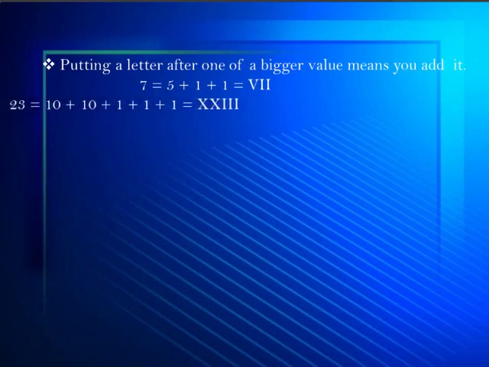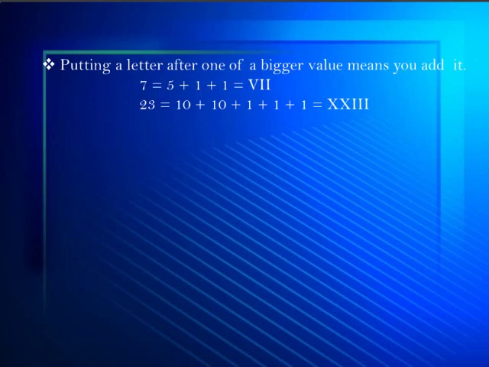How do you break up this number? 10 plus 10 plus 1 plus 1 plus 1. So for 10 you will write X, and for the other 10 again X, and 1 plus 1 plus 1 you will write III. So the Roman number for 23 is XXI.